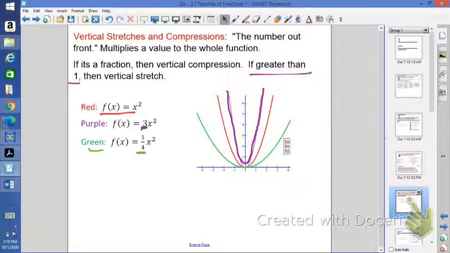We have here the number out in front is 1/4. Because that number is a fraction, we have a vertical compression. And notice what that does to the graph of the parent function. It makes it look wide. It makes it wider and fatter. Kind of pushes it down.